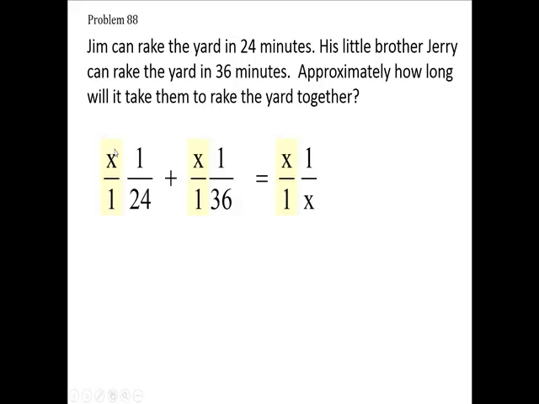So now I have X times 1 is X, and 1 times 24 is 24, plus X times 1 is X, and 1 times 36 is 36. This equals, and X over X is what? The X's cancel, don't they? Equals 1.